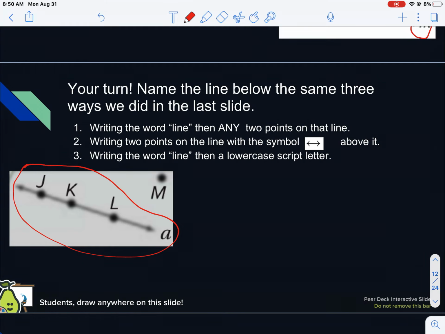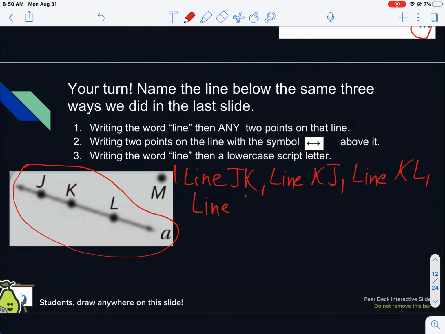So what are the ways we can name this line? Well, the first way, write the word line and any 2 points. So number 1, line JK, line KJ, line KL, line LK, line LJ, line JL. Okay, so those are all the ways you can do it for part 1.